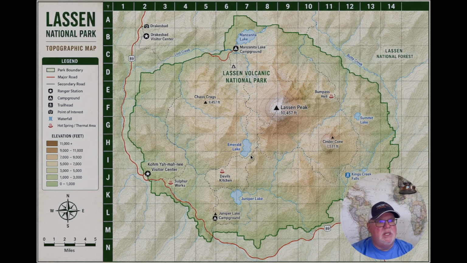All right, so if I'm looking at Emerald Lake, which is right here, I'm going to look up at my column section, which is up here. This is the column on the x-axis. The x-axis runs this way. So on the x-axis, where does Emerald Lake fall? It falls in column 7. Now I'm looking at row. Row is on the y-axis. The y-axis runs up and down here, and it's A through N, where the x-axis at the top is 1 through 14.